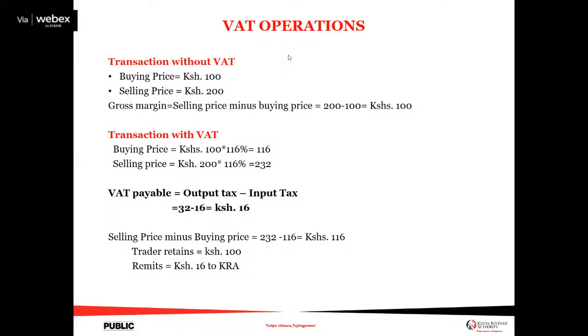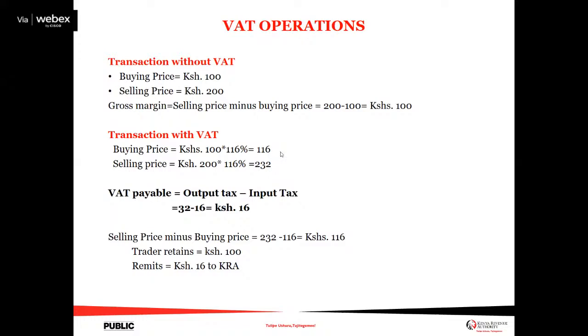So this is a scenario. I bought water. The actual buying price of this water was 100 shillings. But remember, if we make an assumption that I'm the final consumer, I have to be charged 116 shillings, because it has to have VAT included. So 16% of 100 is 16 shillings. So my actual buying price for this product was 116.